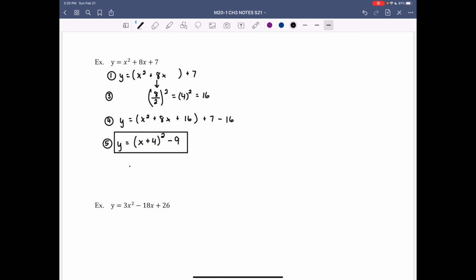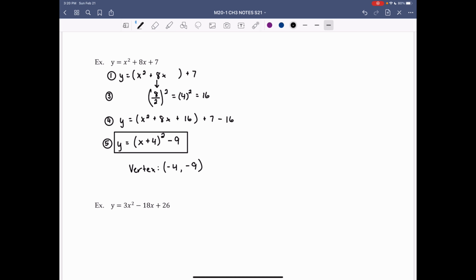So we can tell that our vertex is at x is negative 4, since the equation is x plus 4 and the x value is opposite. And then y is negative 9. We can tell the direction of opening. The a value in front of x squared would be positive 1, so it's going to open up.